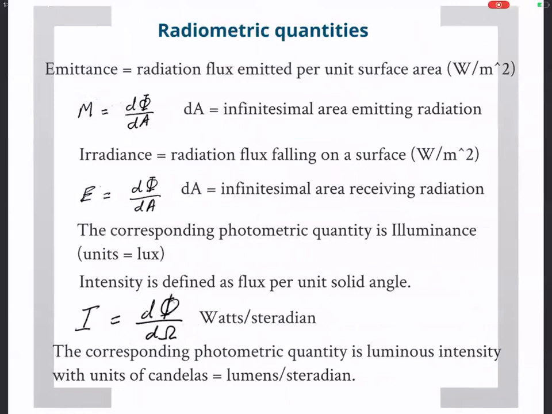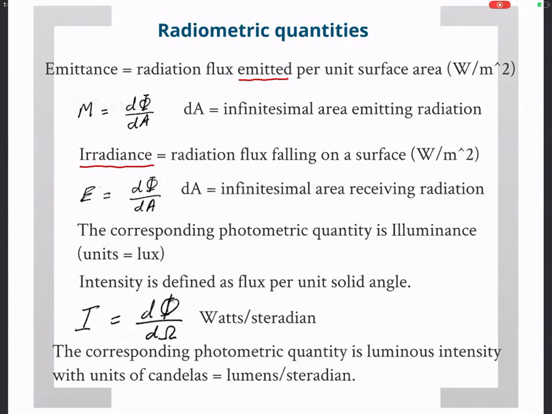The other radiometric quantities that we want to know are a few things like emittance, which is just a different term for the same thing to some extent. It's the radiation flux emitted per unit area. So it's emitted from a source like the sun, so it's watts per meter squared, dΦ over dA. Irradiance is the radiation flux falling on a surface, in the case of, for instance, a solar cell or an absorber for heating water. The corresponding photometric quantity is illuminance.